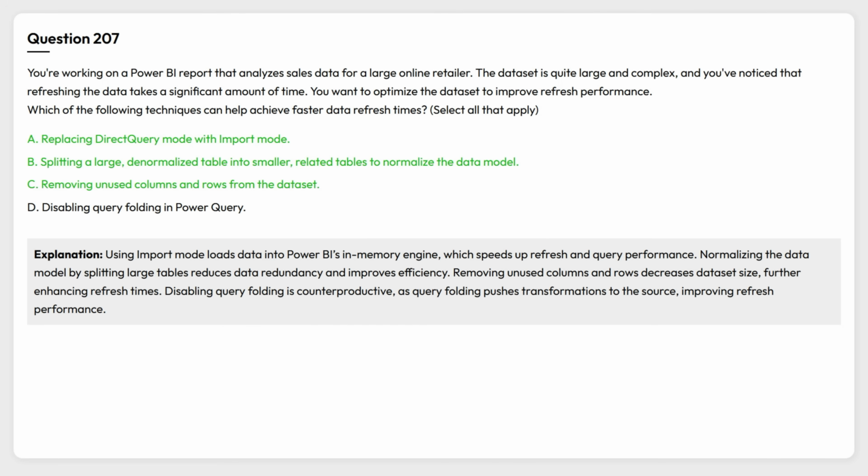Using import mode loads data into Power BI's in-memory engine, which speeds up refresh and query performance. Normalizing the data model by splitting large tables reduces data redundancy and improves efficiency. Removing unused columns and rows decreases dataset size, further enhancing refresh times. Disabling query folding is counterproductive, as query folding pushes transformation to the source, improving refresh performance.